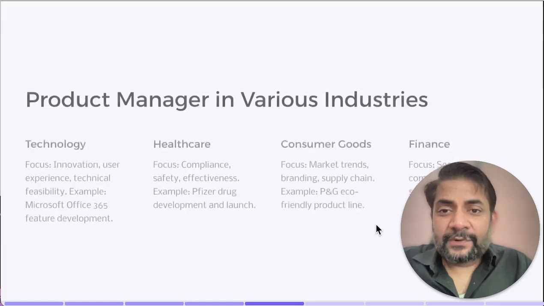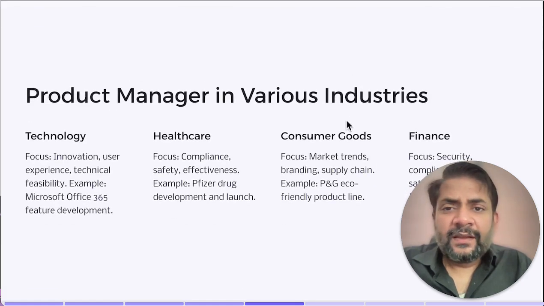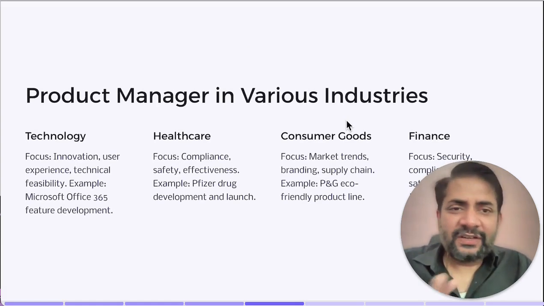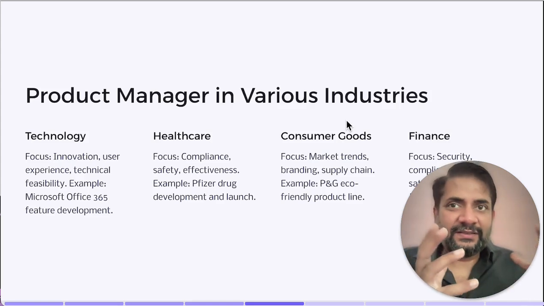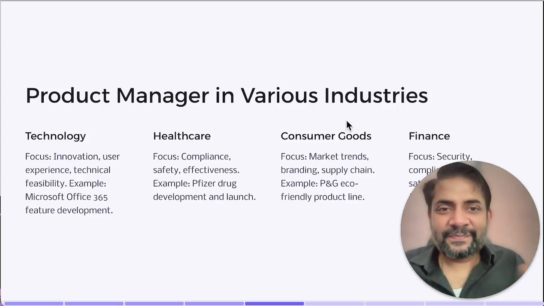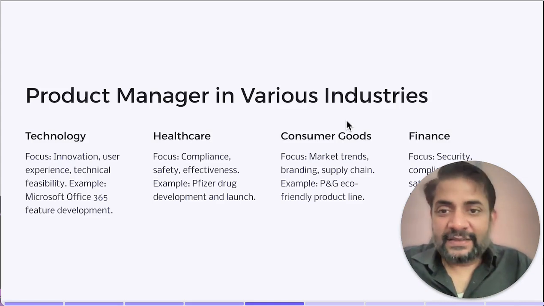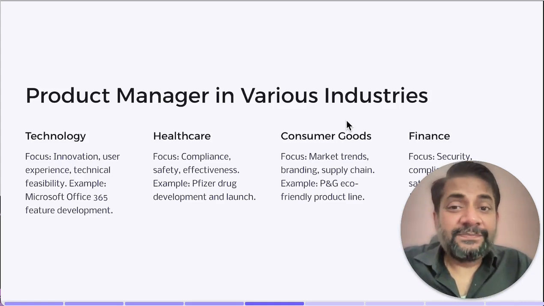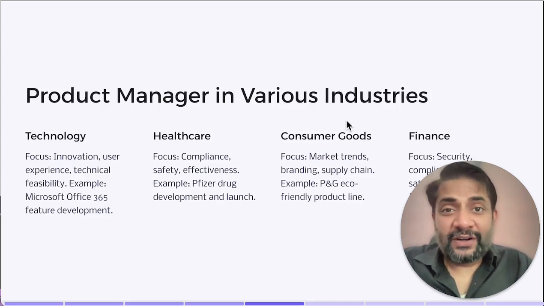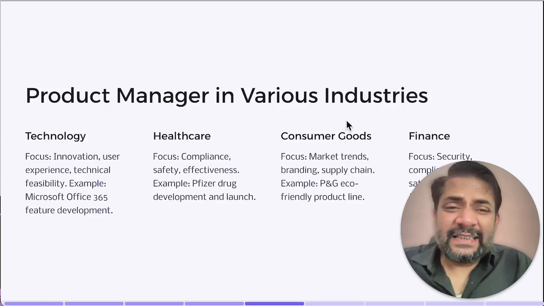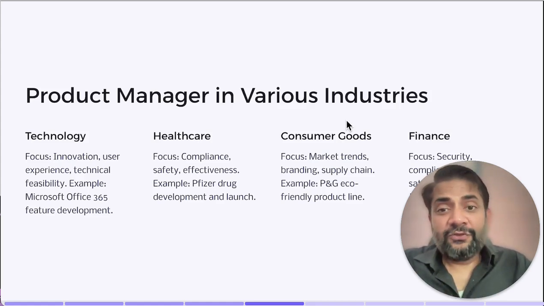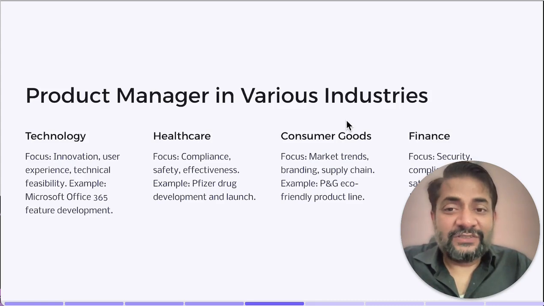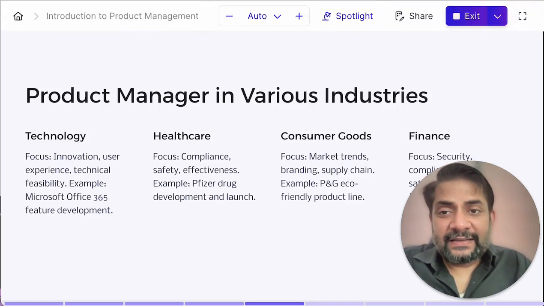Moving on to the next one: product manager in various industries. Product managers are essential in virtually every industry, be it software or hardware, because even if it's a service, it's a product, right? For example, let's look at a few of the sectors, like technology. At a software company like Microsoft, a product manager might oversee the development of a new feature for Office 365, ensuring it meets user needs and integrates seamlessly with existing tools, with the key focus on innovation, user experience, and technology feasibility.